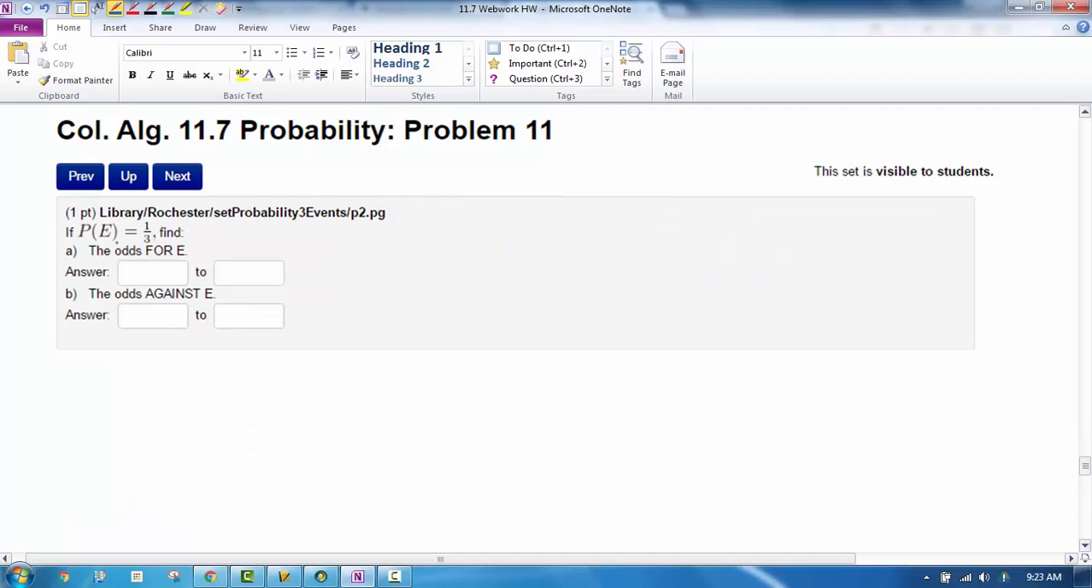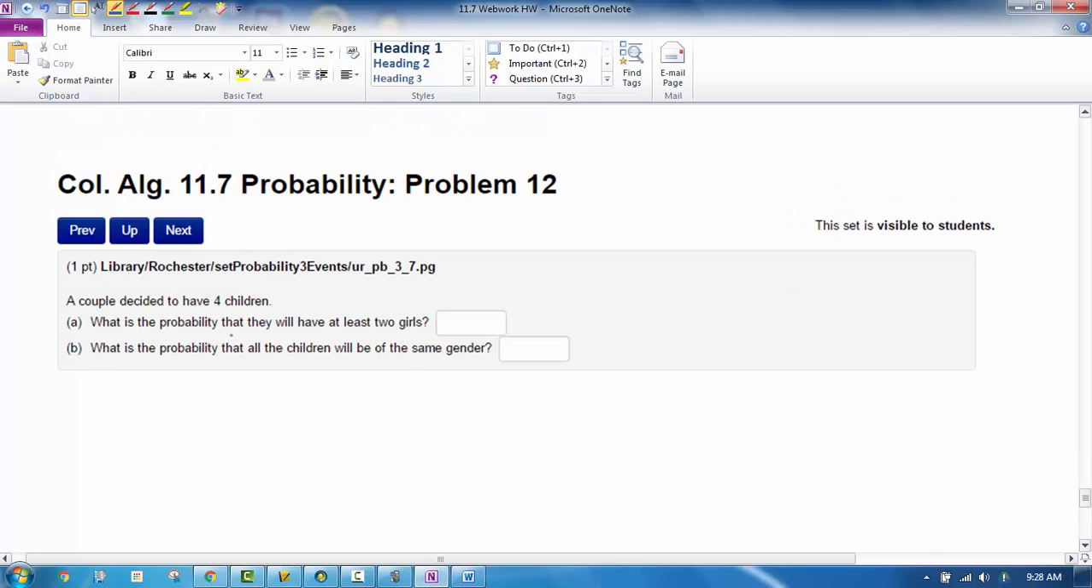Okay, the next problem says the probability of an event happening is 1 to 3. So an example of that would be, say you have 1 green sock and 2 red socks. Then what's the probability you draw a green sock? That'd be 1 to 3. So the odds for E are 1 to 2 because there's 1 green and 2 of the other. And the odds against E would then be 2 to 1.